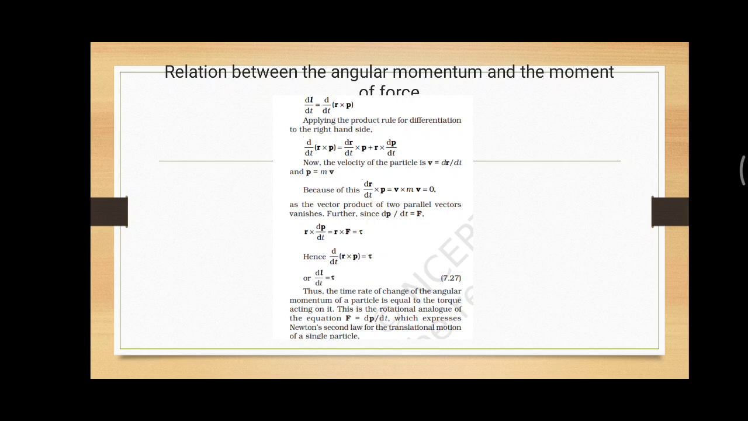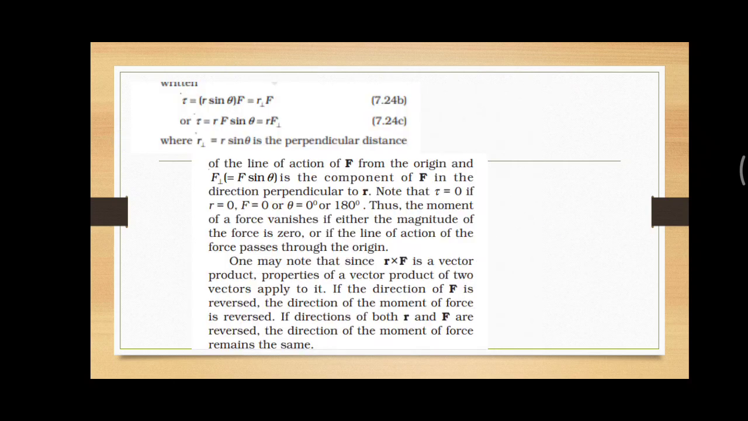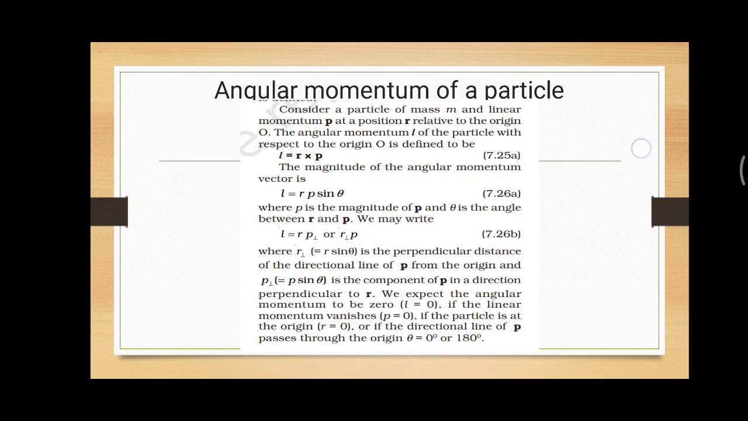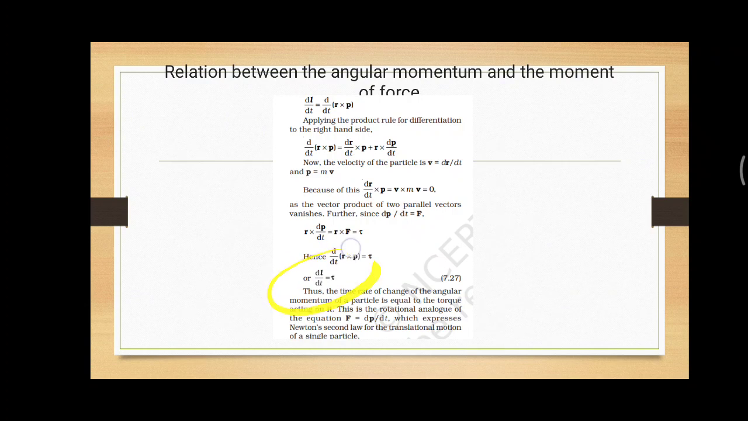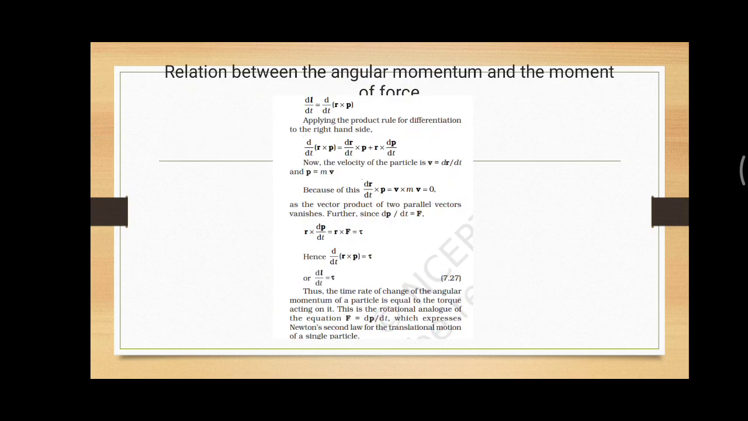Okay, that is dL/dt equal to tau. That is the rate of change of the angular momentum with respect to time. It is actually the torque value, and it is related to Newton's second law of motion, that is F equals dp/dt. So dL/dt is equal to tau, the torque value. It is actually the analog of Newton's second law of motion in the case of circular motion.